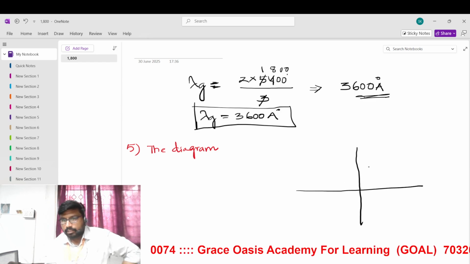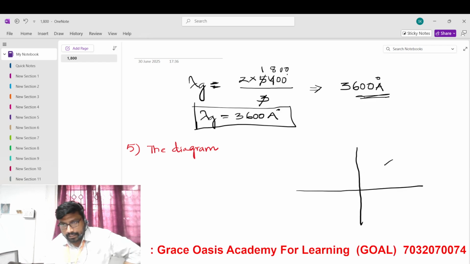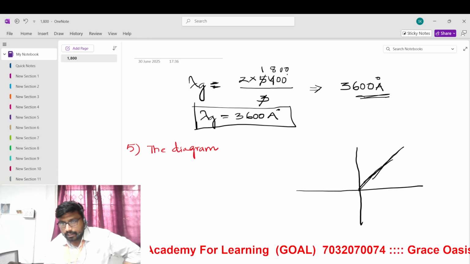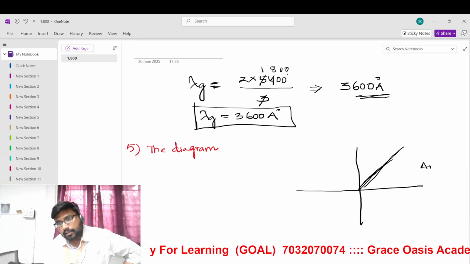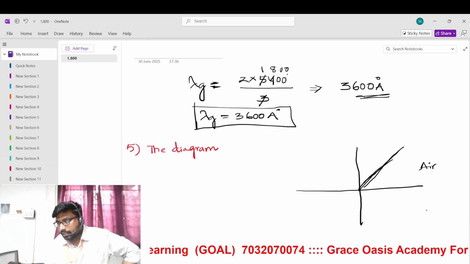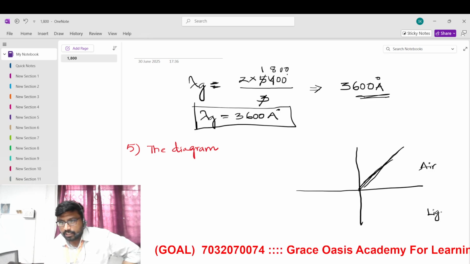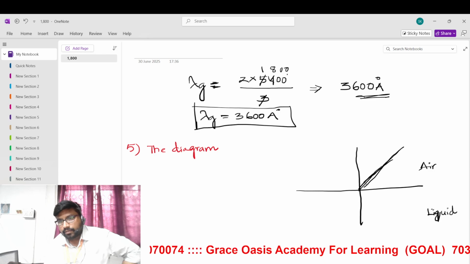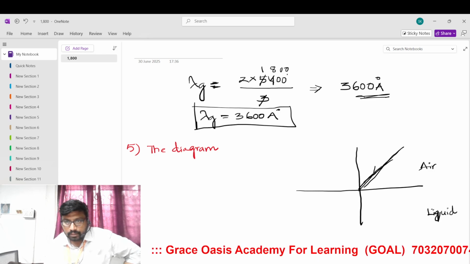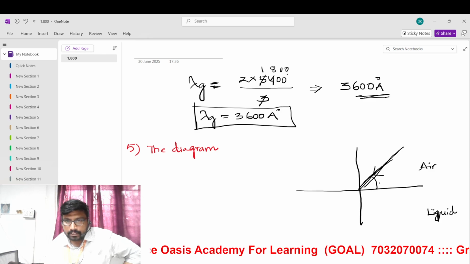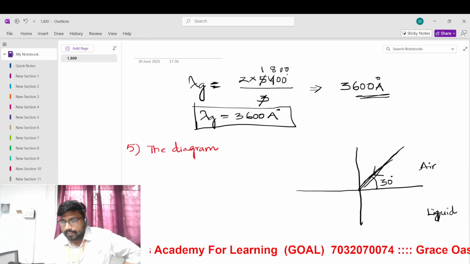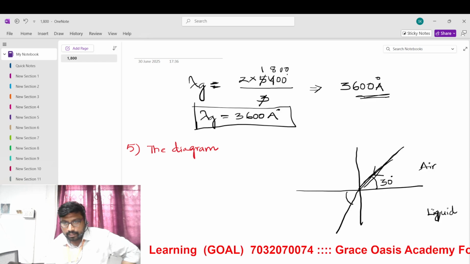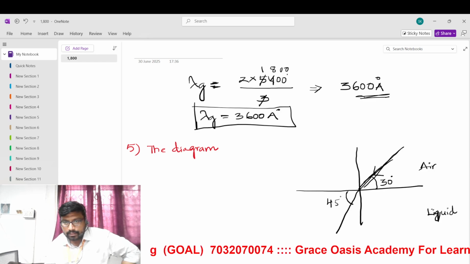So question, a diagram is given. In the diagram, an incident ray is coming like this. This medium is air, and this is liquid. Only if you have a different medium will you get the refraction. Angle is 30 degrees. Here it is making the 30 degrees. After refracting, it is making 45 degrees. It is given like this.